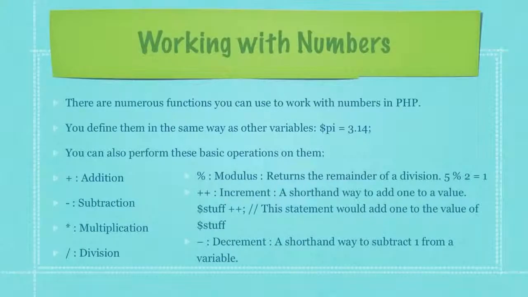There are numerous functions you can use to work with numbers in PHP. You define them in the same way as other variables. For this instance, I am defining pi. You can also perform these basic operations on them. Of course, we have addition, subtraction, multiplication, division. We have modulus, which returns the remainder of a division. We have increment, which is a shorthand way to add 1 to a value. And we have decrement, a shorthand way to subtract 1 from a value.